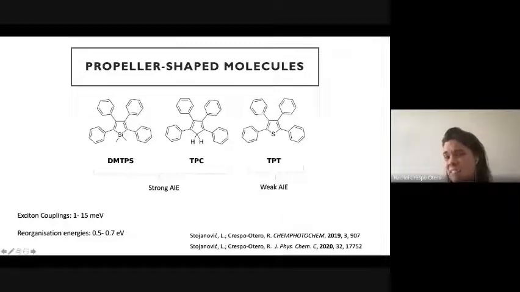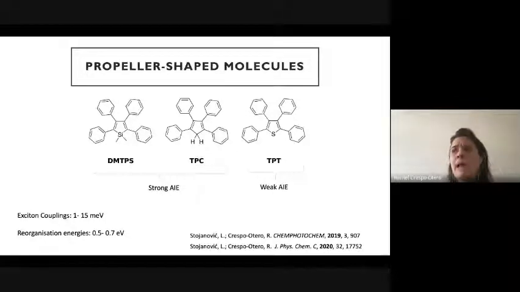And in this case, this system shows weak aggregation-induced emission. So we tried to take a look at the differences between these systems and understand the reason behind that. When you move to the solid state, there is always a question: is the behavior that you see because of the localized nature of the excitation, or is it related to the three-dimensional structure of the system? So we try to answer this kind of question.